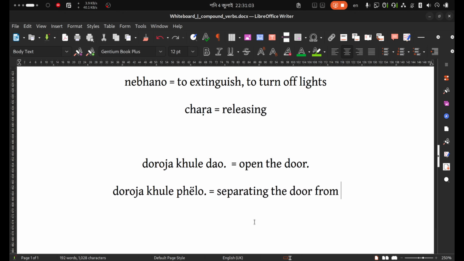Anyone? Like lock up something, lock up someone? No, not locking up. Separating the door, like uninstalling the door. Yeah, I got it. Uninstall the door, like the room will not have a door after that. দরজা খুলে ফেলো.